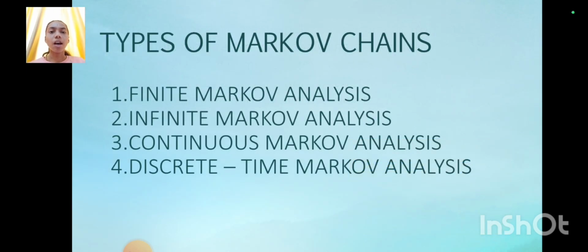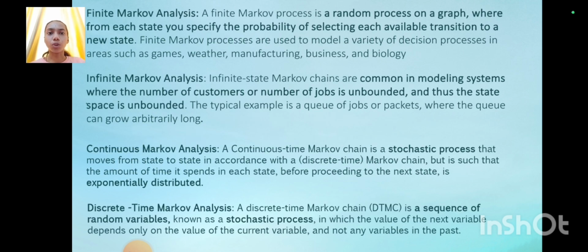Types of Markov chains: finite Markov analysis, infinite Markov analysis, continuous Markov analysis, discrete time Markov analysis. Let us see the definition of finite Markov analysis. A finite Markov process is a random process on a graph where from each state you specify the probability of selecting each available transition to a new state. Finite Markov processes are used to model a variety of decision processes in areas such as games, weather, manufacturing, business, and biology.